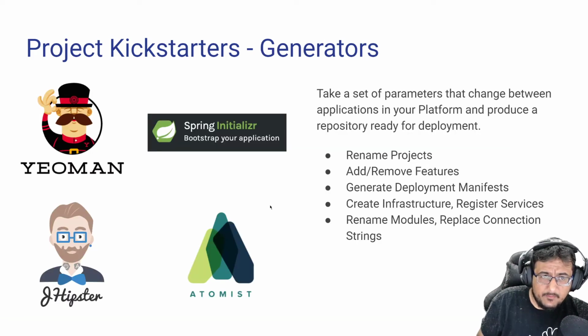Then the second type of project Kickstarters are generators. Once you have enough templates, you will see that it's a particularly painful process just to copy a template and try to create a new microservice from it. So the idea is that you want to automate that process too, right? And you want to use tooling that is made for that. In this case, these technologies that I put here, Yeoman, Spring Initializr, JHipster, and Atomist, are usually the ones that I have used to create new microservices from code that is already in a template, right?